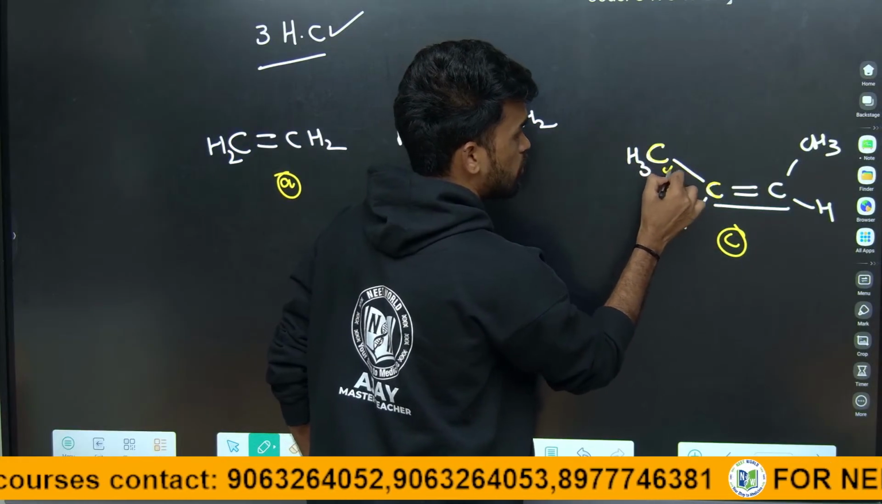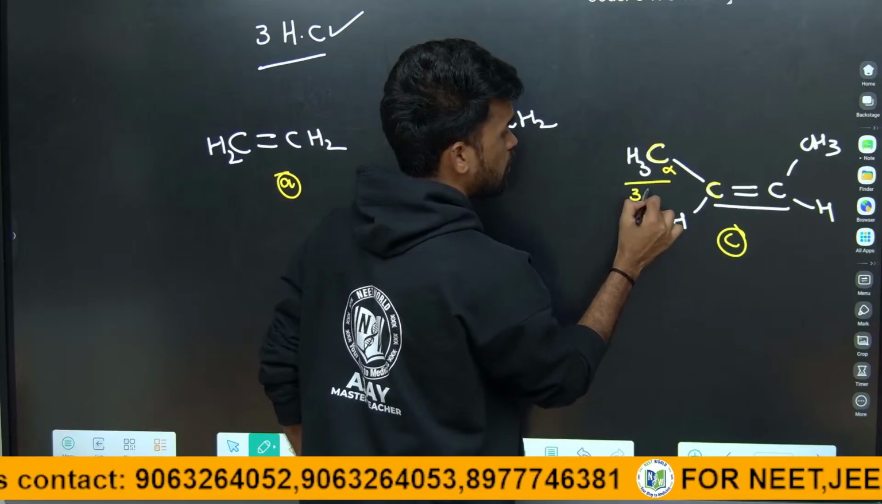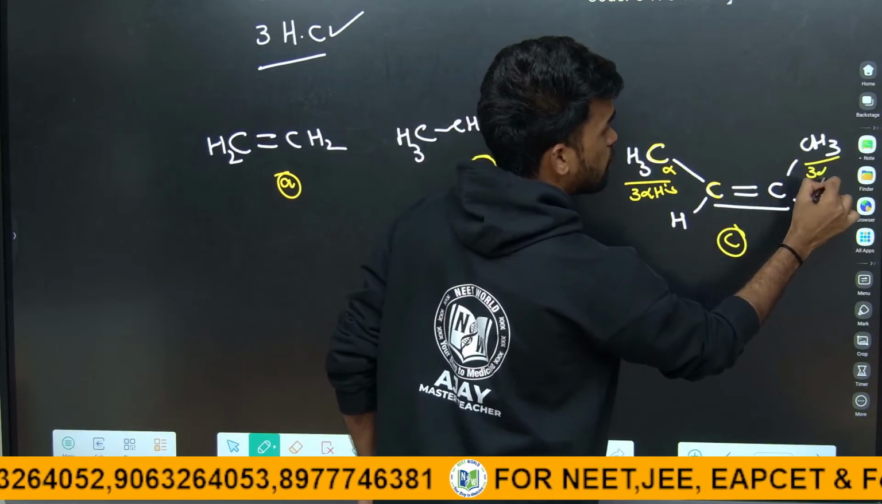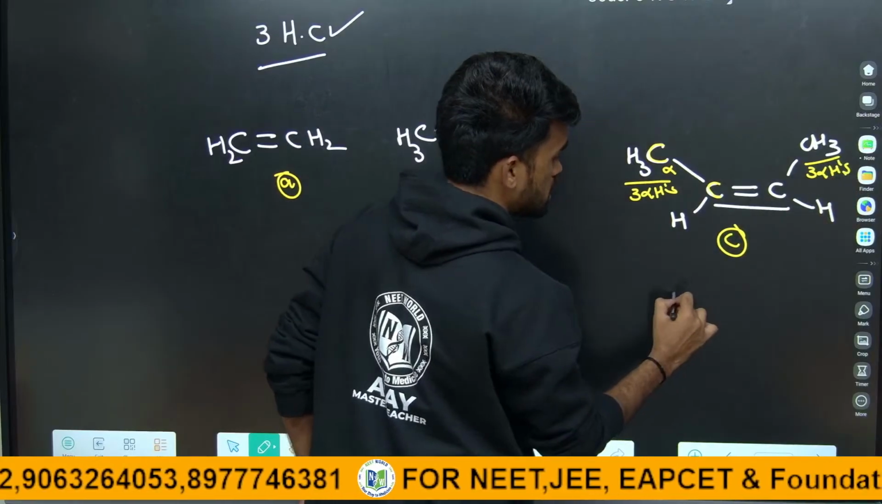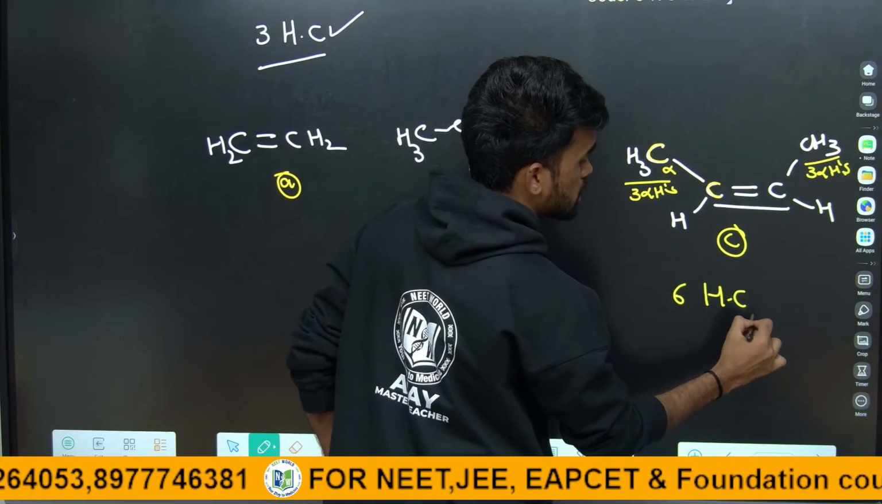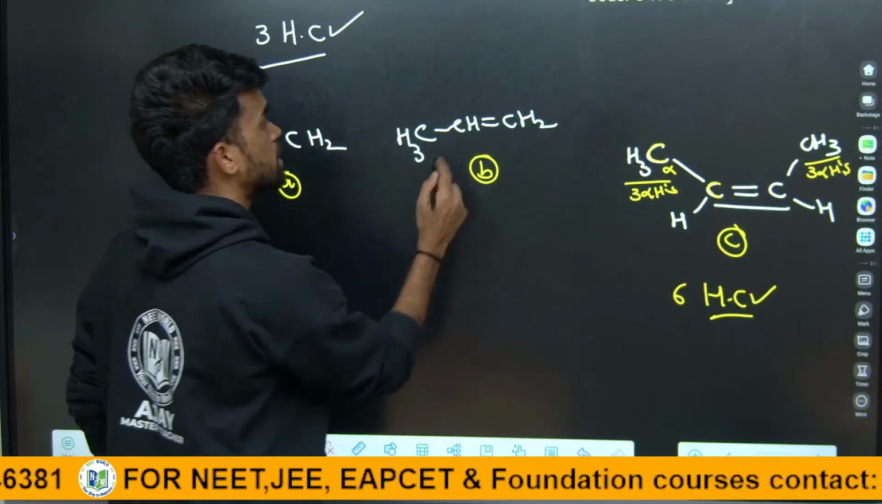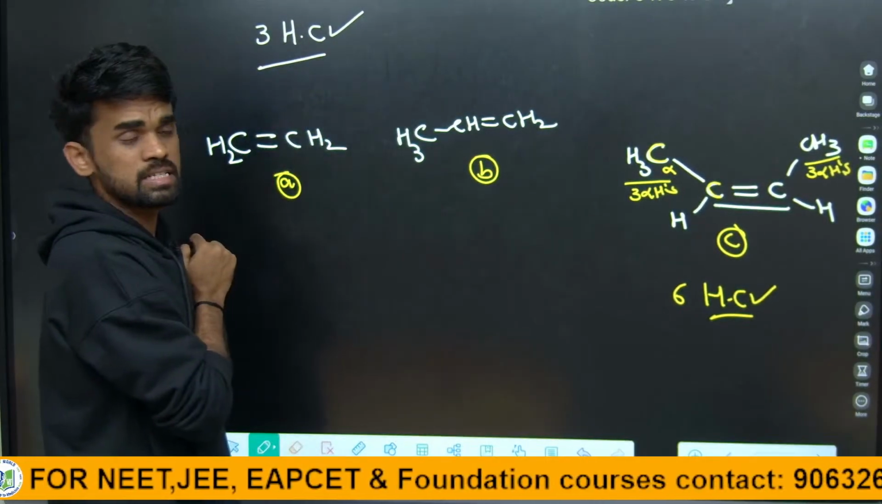This is the alpha carbon, I can say 3 alpha hydrogens are there here, and similarly this side also 3 alpha hydrogens are there. Therefore 6 hyperconjugations are possible for option C. In case of option B, see here how many alpha hydrogens are there, just find them first.